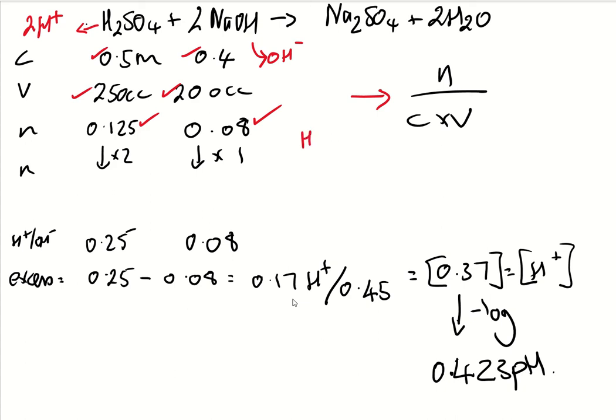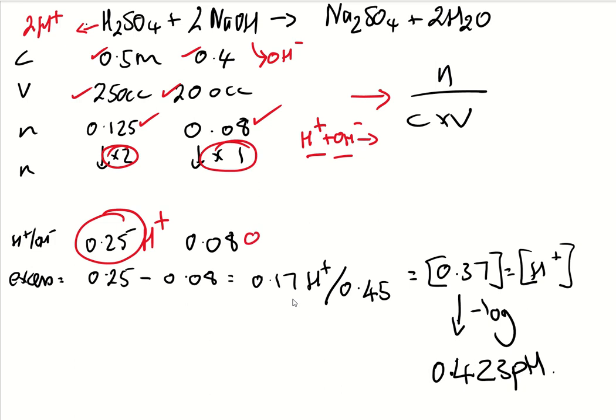Reminding myself that I always want to get to H plus and not OH minus ions, I multiply that by 2, which gives me 0.25 moles of hydrogen ions here, and I multiply this by 1, which gives me 0.08 moles of hydroxide ions there. Clearly the H plus ions are in excess, by about 0.25 minus 0.08, which is 0.017. My volume this time is 450 cubic centimeters, or 0.45 decimeters cubed. So that's my concentration of H plus ions here.